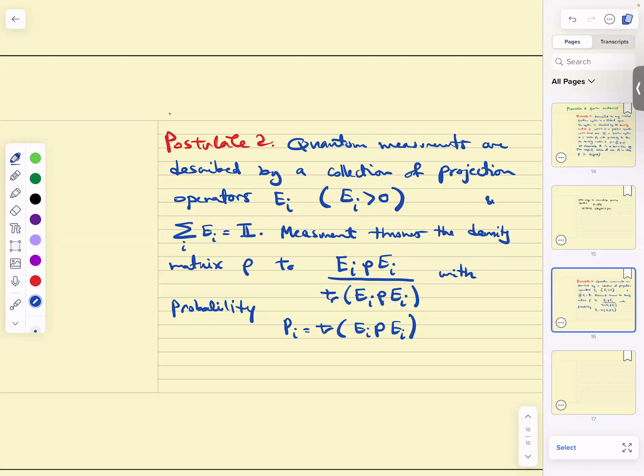Measurement throws the density matrix rho to this funny density matrix, which is E_i rho E_i, with projections, divided by that number. What is that number? That's the probability of observing measurement i. This will take some time to sync in, and I'll include homework problems.